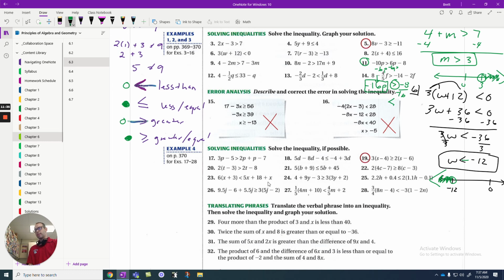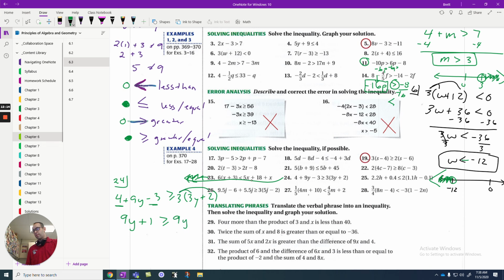But let's just take a look at, say, number 23. It's as good as any. And then, well, no, let's pick one with a greater than or equal to. Let's do 24. So 24, we're almost done, guys. Bear with me. 4 plus 9y minus 3 greater than or equal to 3 times 3y plus 2. If there's stuff we can combine just by combining on the same side, we always want to do that. I've got a 4 and a negative 3. Those combine to make 1.